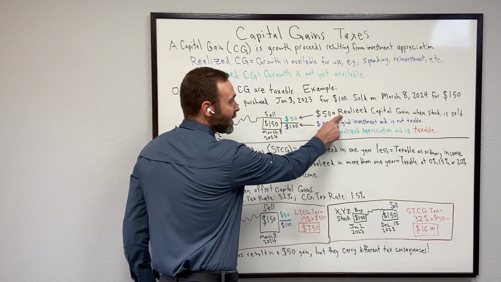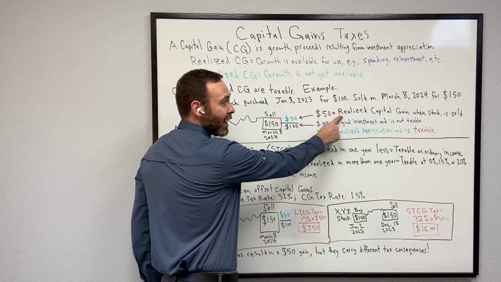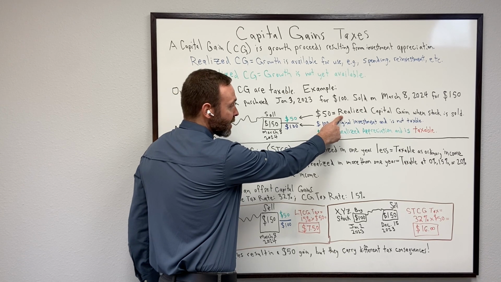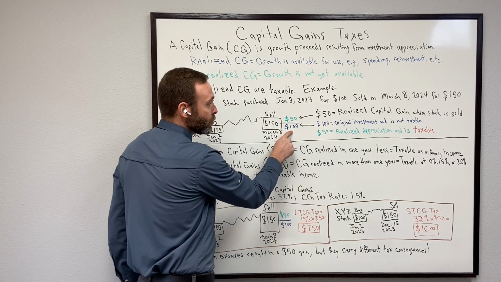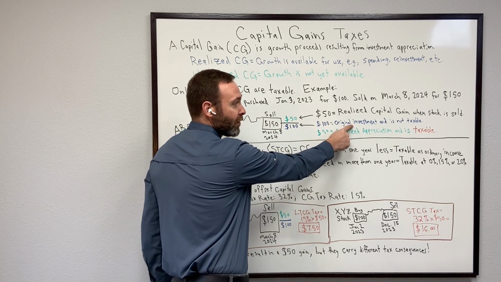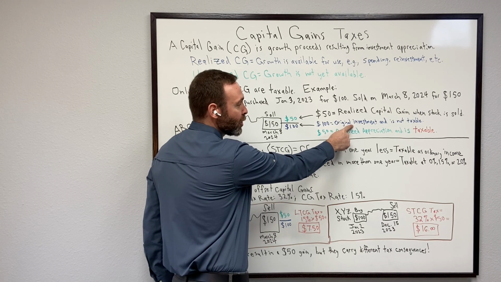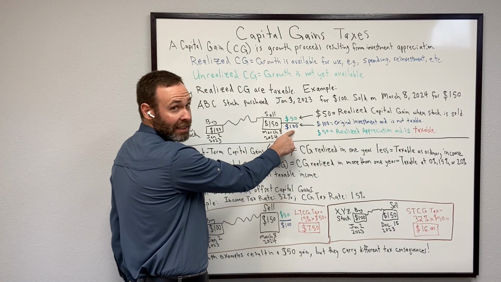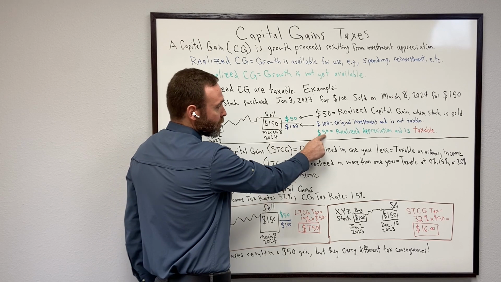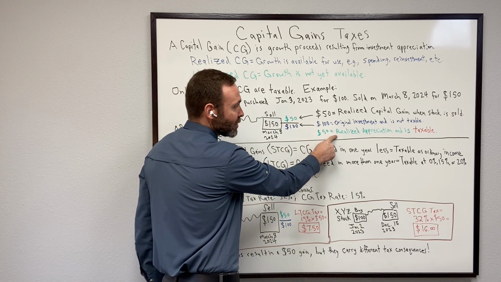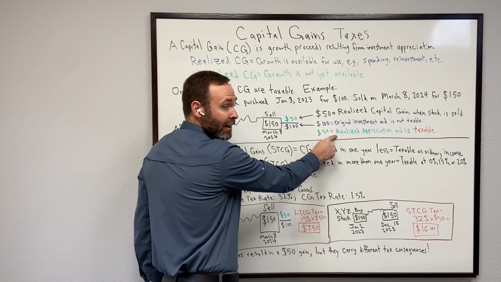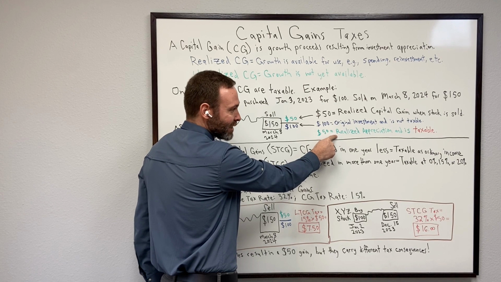So the $50 is the realized capital gain when the stock is sold. The $100 is the original investment, and that is money returned to you. So it is not taxable. So the $50 is the realized appreciation, and that would be a taxable amount.